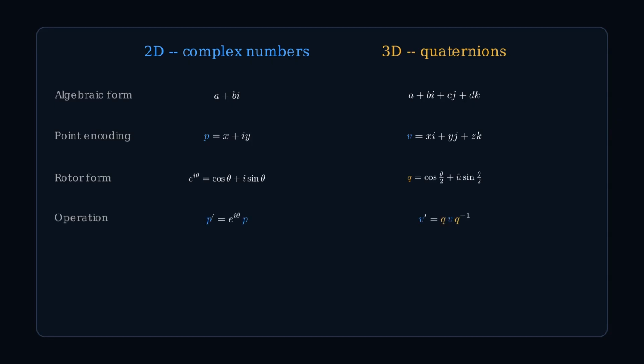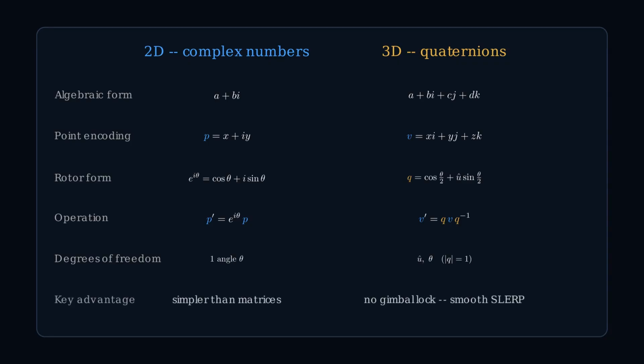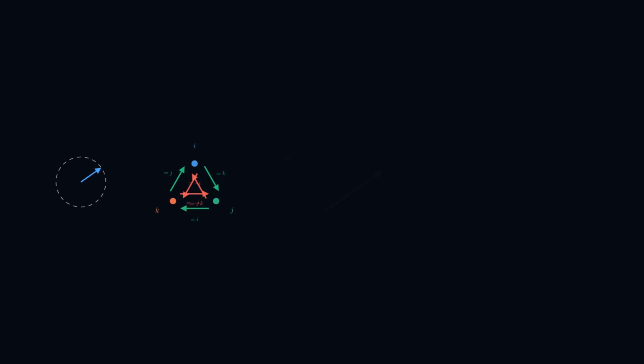Operation, p prime equals e to the I theta times p versus v prime equals q, v, q inverse. Degrees of freedom, one angle versus axis plus angle under a unit length constraint. Key advantage, simpler than matrices versus avoids gimbal lock and enables smooth slerp interpolation. Same idea, one dimension up. A number that rotates things, built from the requirement that lengths multiply correctly. And in 3D, that requirement costs you commutativity and buys you an entire extra dimension.